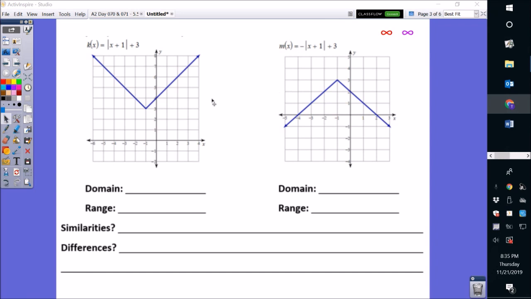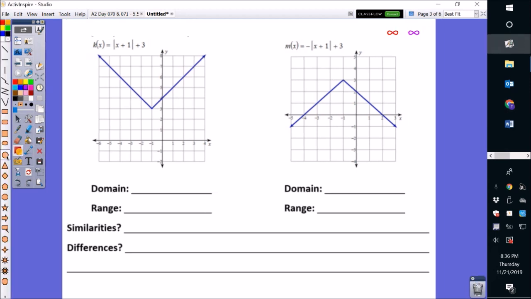So let's look at the graph. As you can see on the left, it's a typical absolute value graph, but when it's reflected across the x-axis, now you can see that the graph is going downward. So we're going to see how it affects the domain and range. Let's start off with the left example.